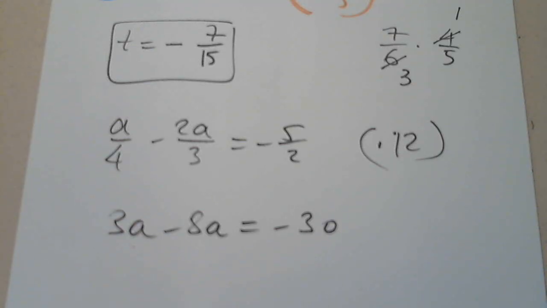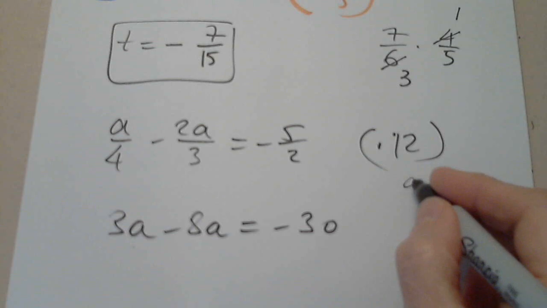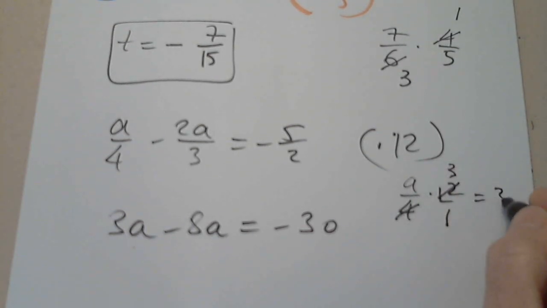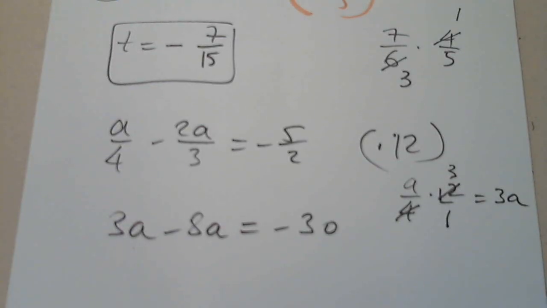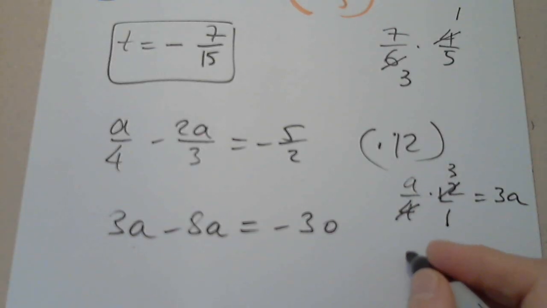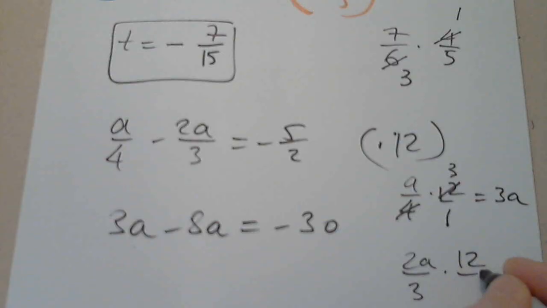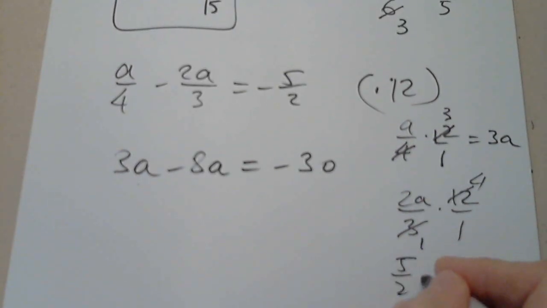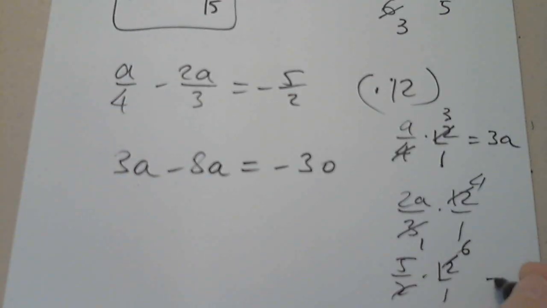So let's work on this for a moment. Here's what I did. a/4 times 12/1. I simplified, of course, and I wrote 3a. You should refuse to multiply before you simplify. Please. Please learn that from me. So then 2a/3 times 12/1, I'll simplify, and that's how I got the negative 8a. The same thing with 5 halves times 12 over 1. I simplified and I got 30.